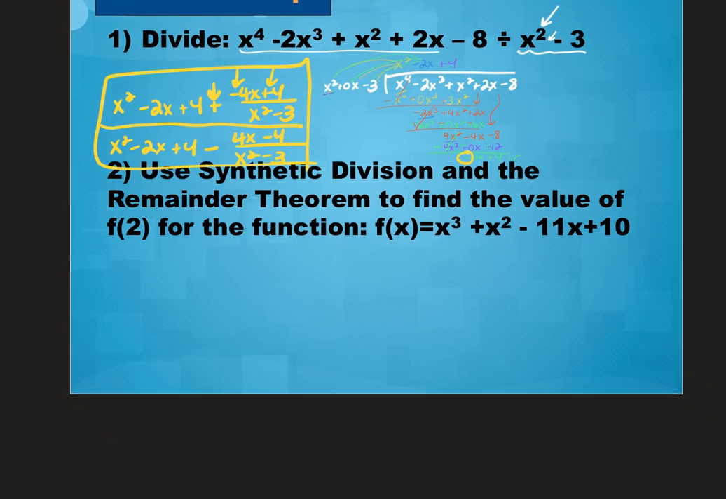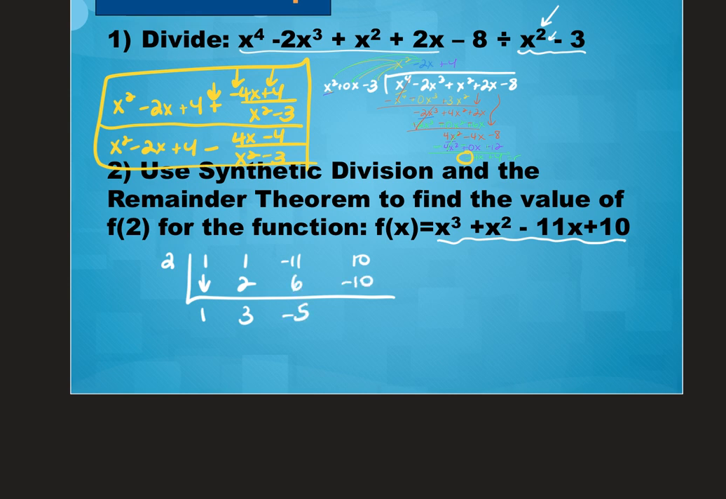All right, number 2 says use synthetic division and the remainder theorem to find the value of f of 2 for the function. So this is where we're going to use synthetic division by putting 2 on the outside, making sure these are in decreasing degree, nothing's missing. List the coefficients. 1, 1, negative 11, 10. Bring down the 1. 2 times 1 is 2. Add them, 3. 2 times 3 is 6. Add them, negative 5. 2 times negative 5, negative 10. Remainder is 0, and that is what we use as the answer for f of 2.